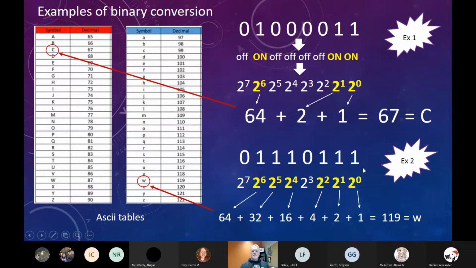All right, I'm gonna do another one real quick. 0111 0111. You can see first, second, third, fourth, fifth, sixth are turned on. I've got them highlighted here in yellow. You do two to the zero, two to the first, two to the second, and so on, all the way up to two to the sixth. You add those six numbers together, you get 119. And if you go to the chart, 119 on the ASCII conversion chart is W.